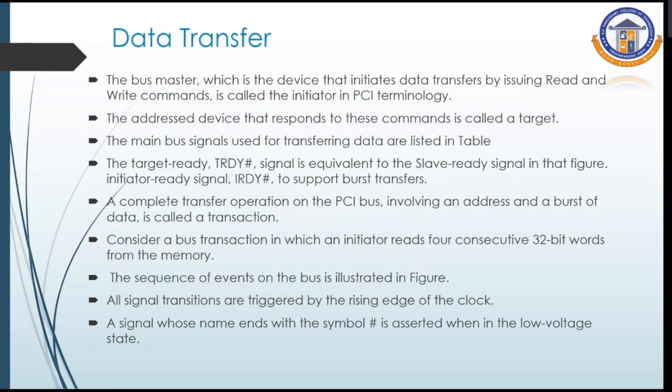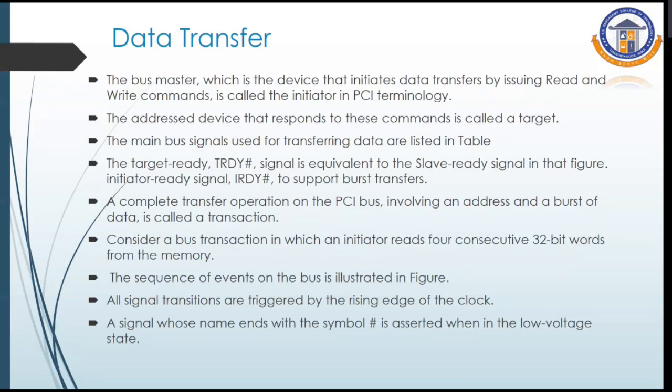We have several bus signals that are needed to make all these transactions. That is, we have to send a request to the device, and the device should respond. For all these things, we have a set of bus signals, which are listed in the table that I'll show in the next slide. We have a signal called target ready, which is equivalent to slave ready. Here the target is the IO device. When the IO device is ready to transfer the data, it will provide a target ready signal.